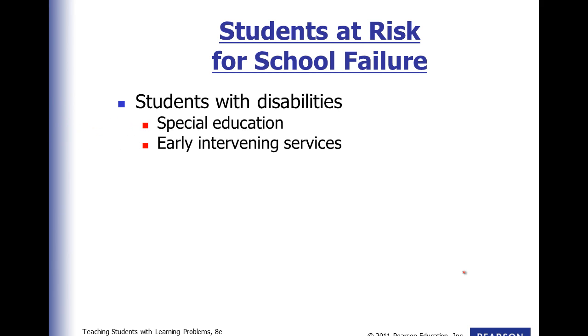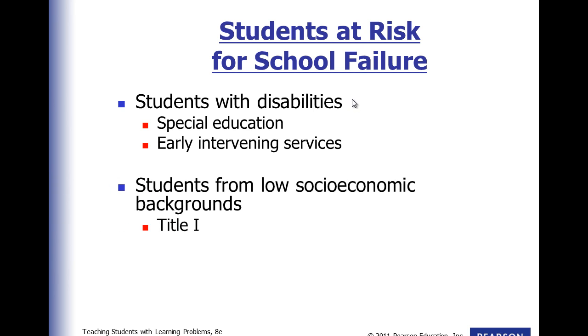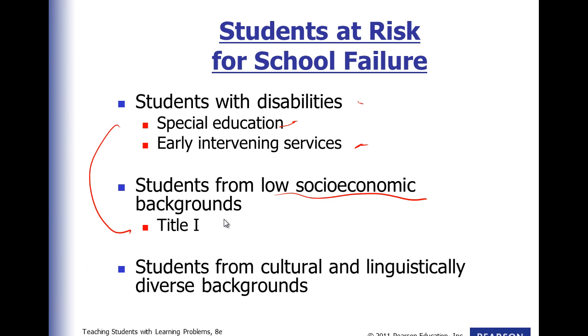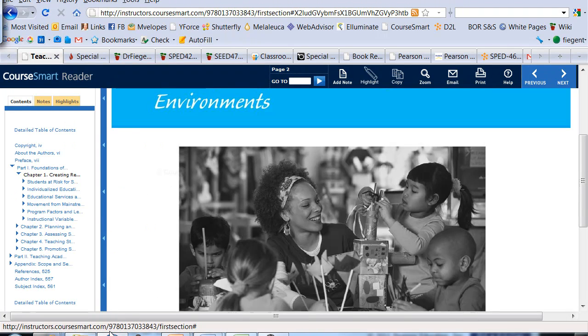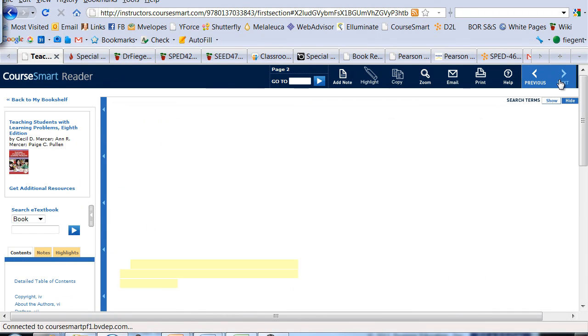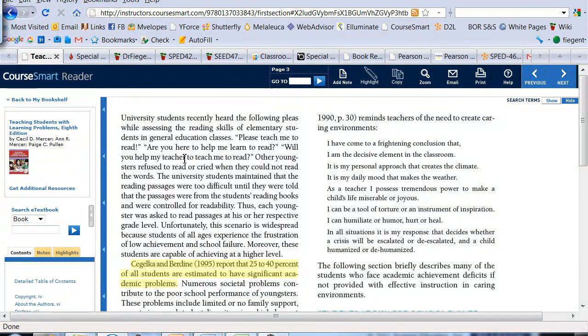So who's at risk? Nothing new about this. Students with disabilities, for some reason, are at the top of that list, in special education or some kind of early intervention services. There's a direct correlation to students from low socioeconomic backgrounds, Title I type students, and then students from cultural and linguistically diverse backgrounds. Before we go to the characteristics, I want to look at the textbook a little bit about this, and I find this fascinating.